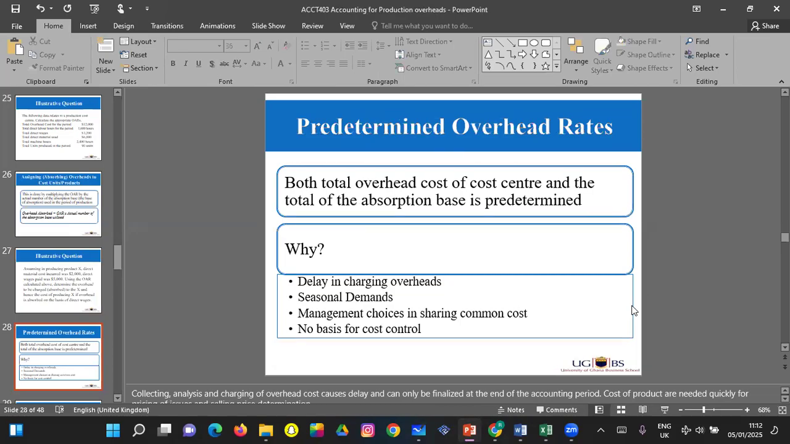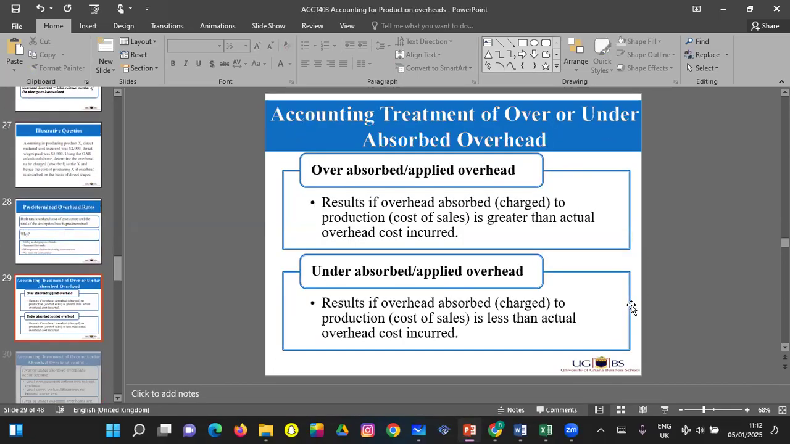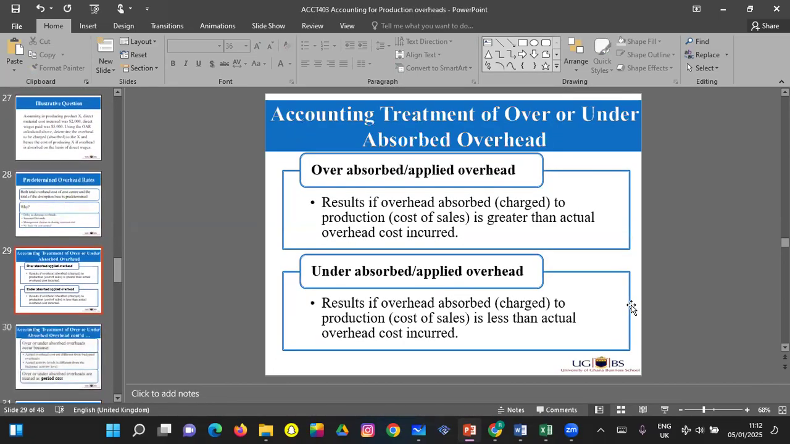So predetermined overhead rate: both the total overhead cost of the cost center and the total of the production base are predetermined. Like we assume them, we estimate them. Why? Because there is delay in charging overhead, seasonal demand, management choice in sharing common costs, and no basis for cost control.